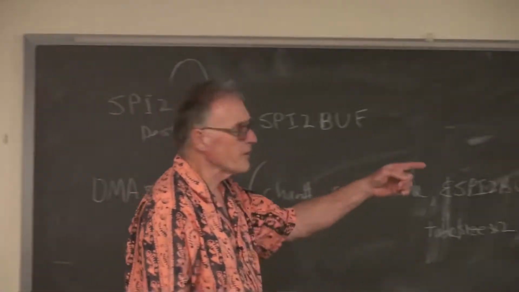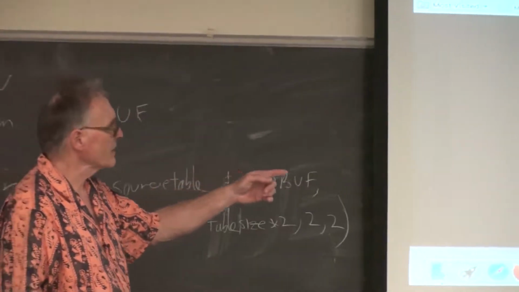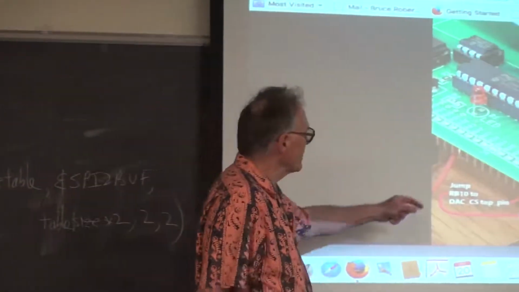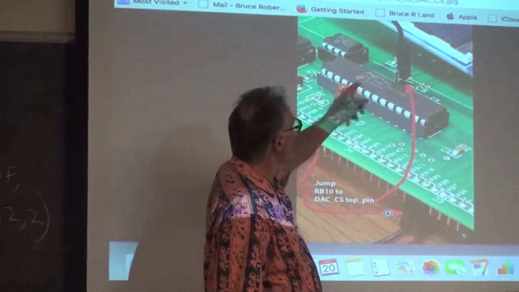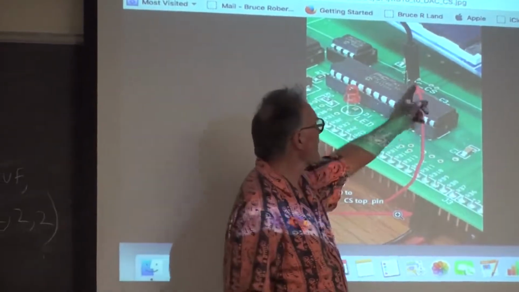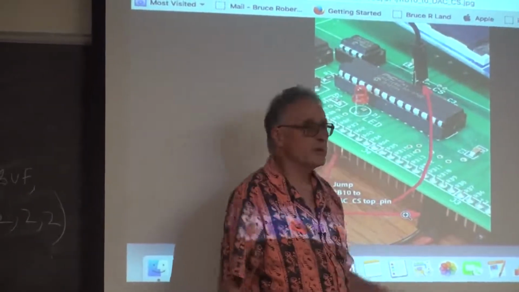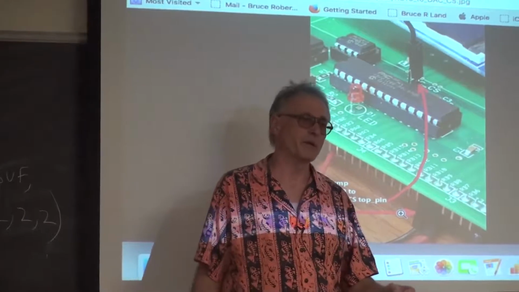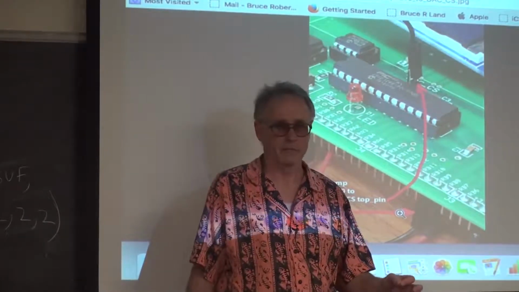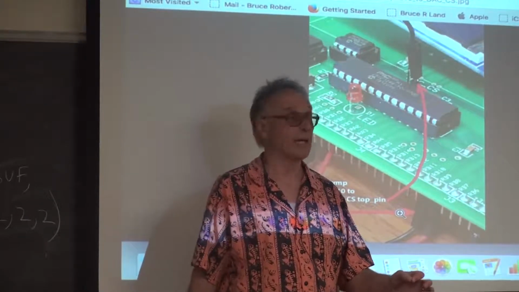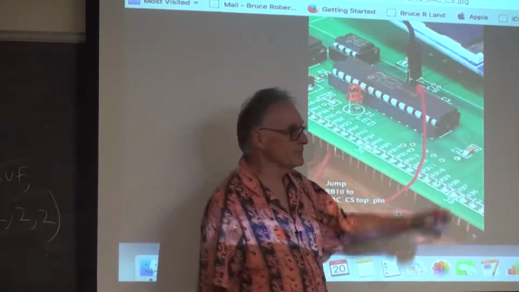Is that clear what's going on there? Any questions about that? Add one wire, jump from RB10 up to the top pin of the header. If you run it to the bottom pin of the header, you blow up a pin on the PIC. Put it on the top pin, not the bottom pin.